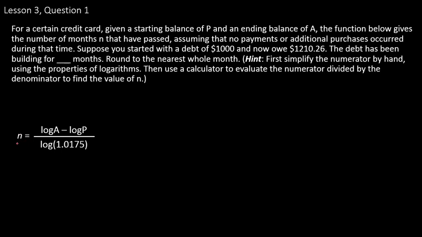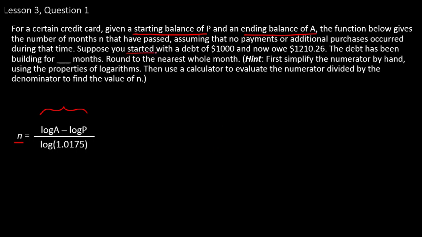Okay, so what are we being asked to solve for? Well, we're being asked to solve for N, the number of months for which our debt has been building. So let's think about how we're going to solve this. Obviously, to solve for N, we use this equation. In order to solve this equation, we're going to need to know A and P. Now in the text, they tell me that P is the starting balance and A is the ending balance.